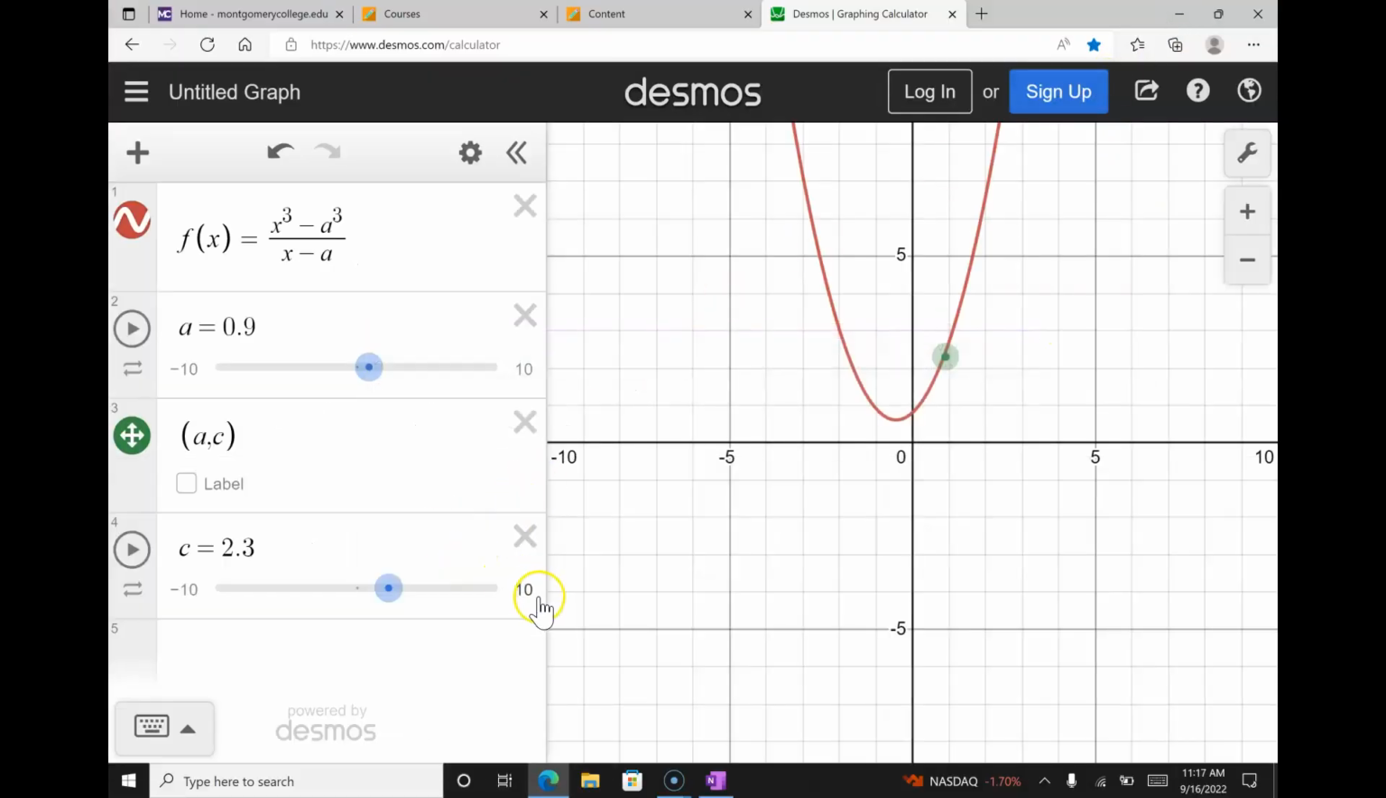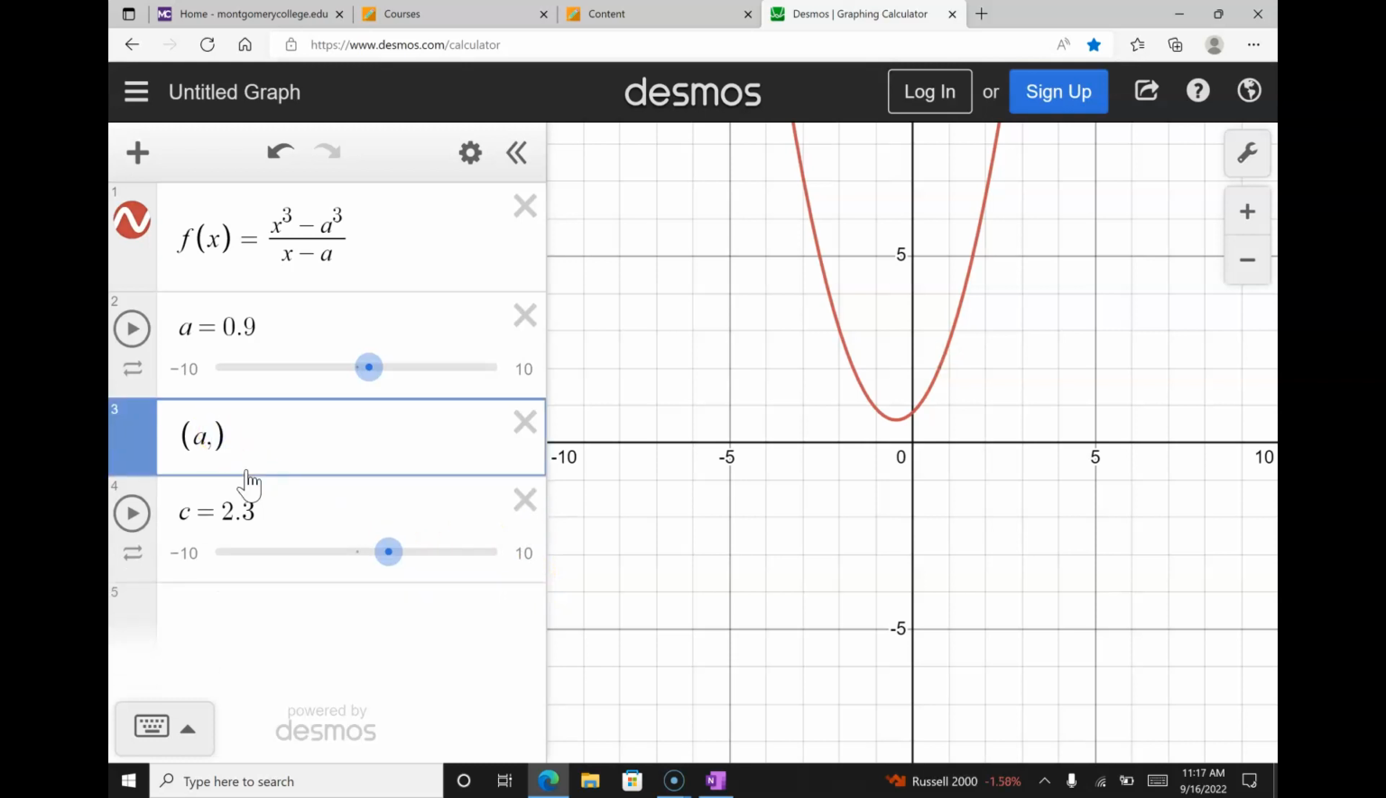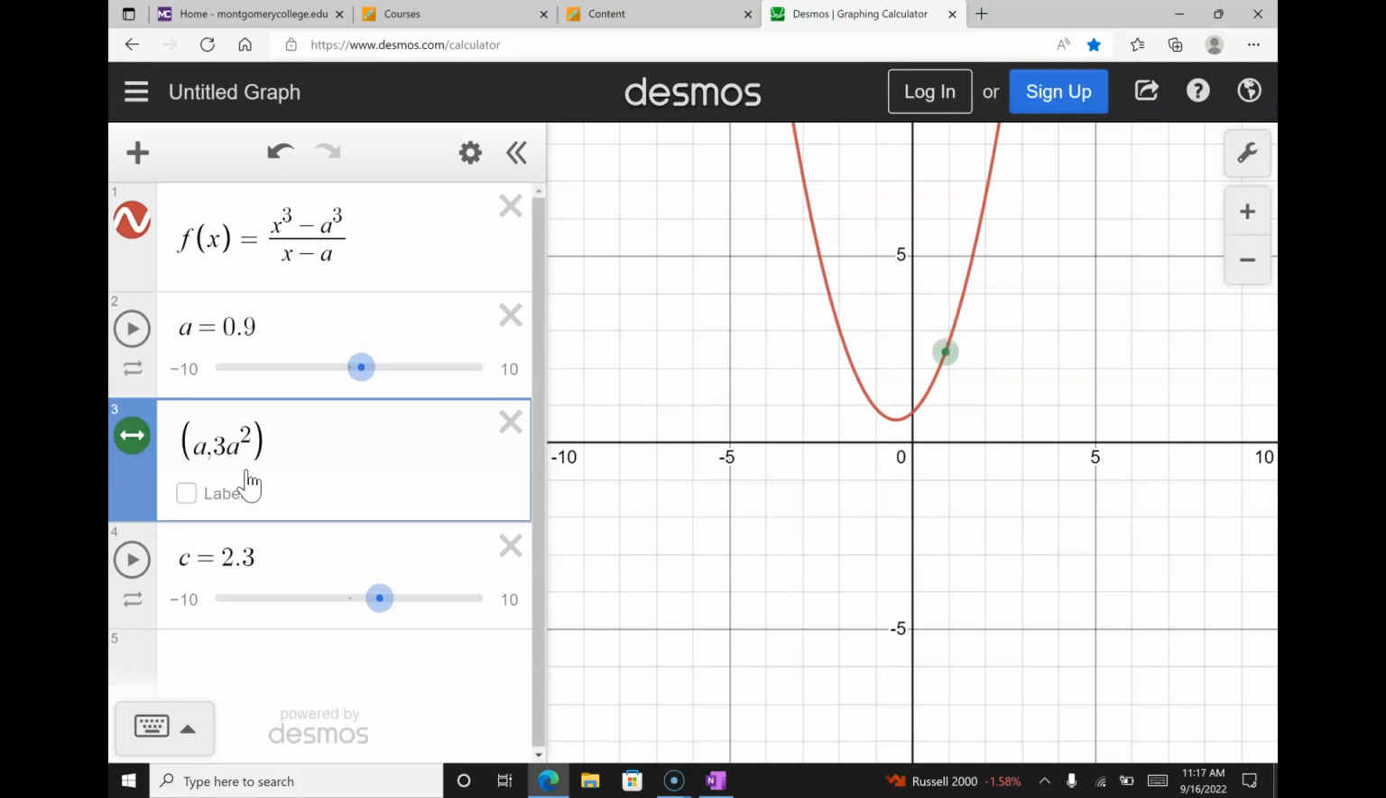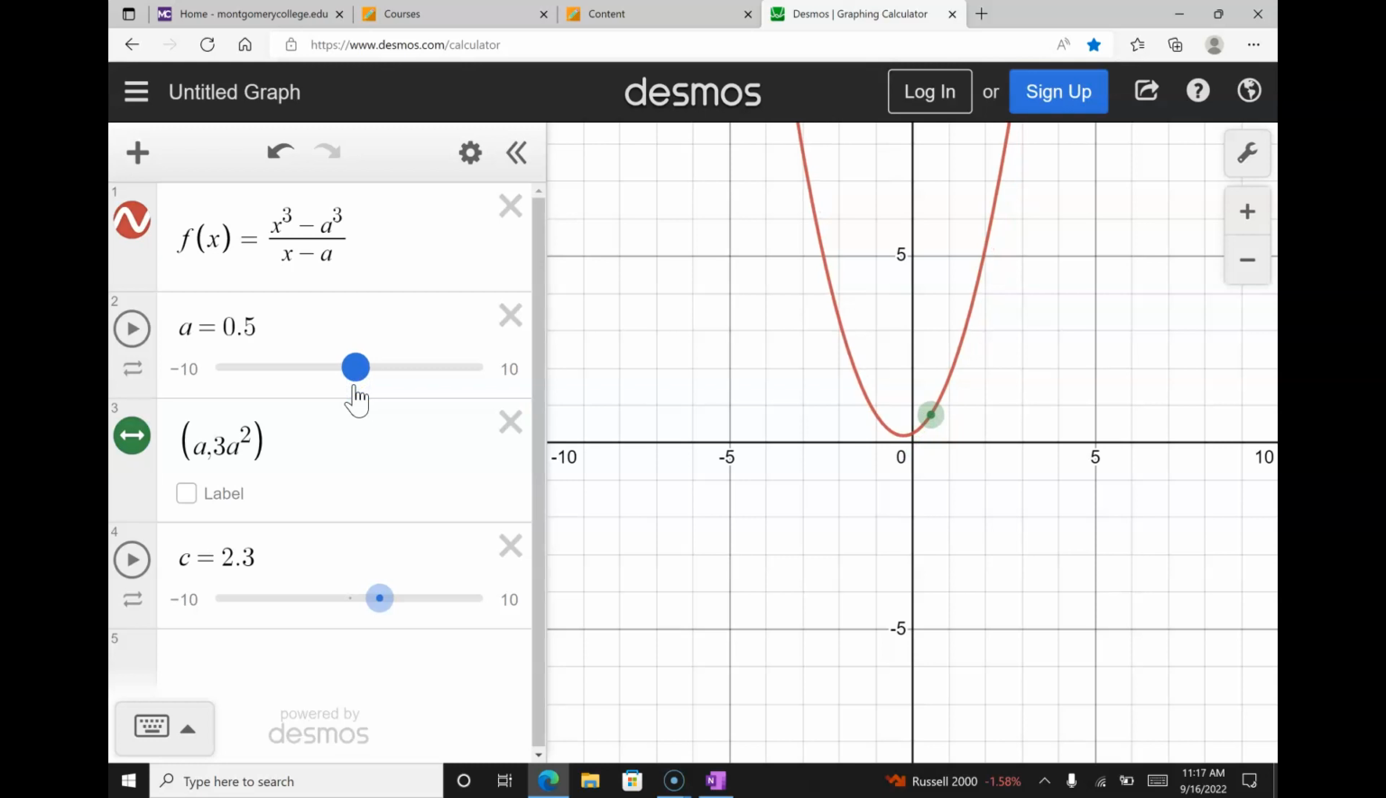But if I take out c here and just make this thing 3a squared, what are you going to see when I move a? What are you going to see? It's going to always stay on the curve. No matter where I move a now, right? The point is always staying on the curve. It's always filling that hole. Okay?